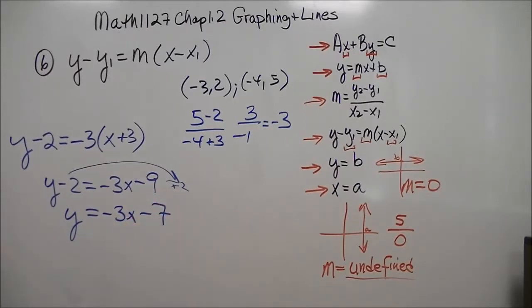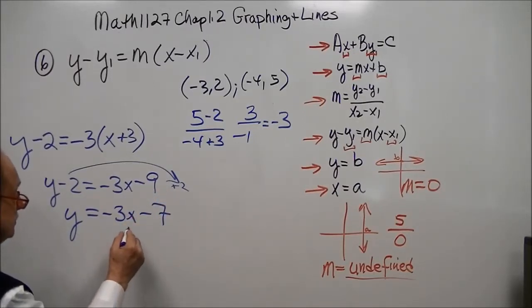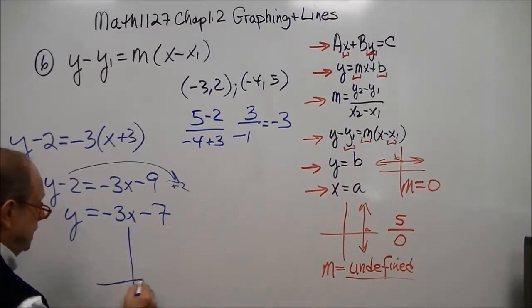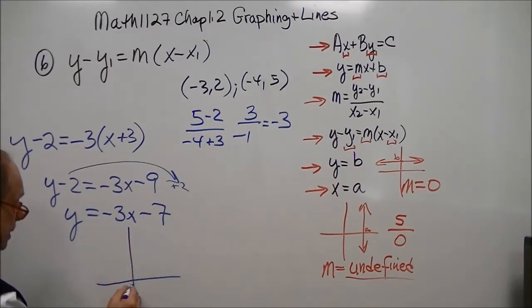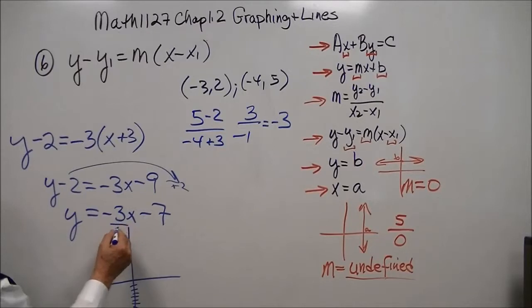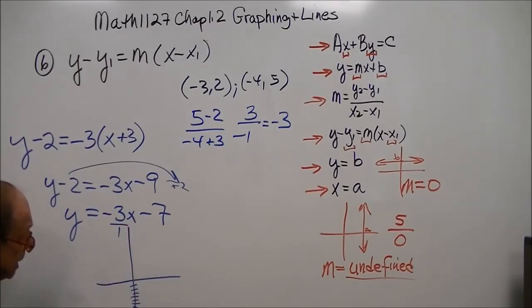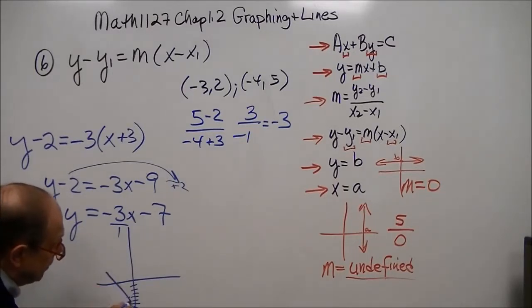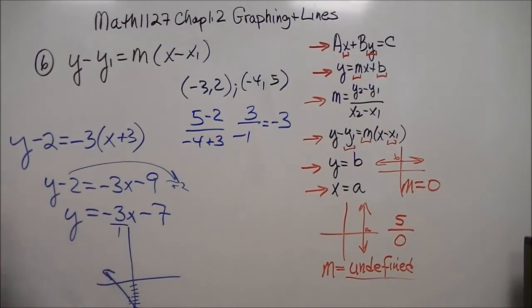Now if I were to graph this, let's graph it. Negative 7, 1, 2, 3, 4, 5, 6, 7, a dot right there. My slope is a negative 3 over 1, so I'm going to go 1 this way, and then up 3. 1, 2, 3. And my graph is something like that. So we're reviewing a couple of things here and using all those formulas.